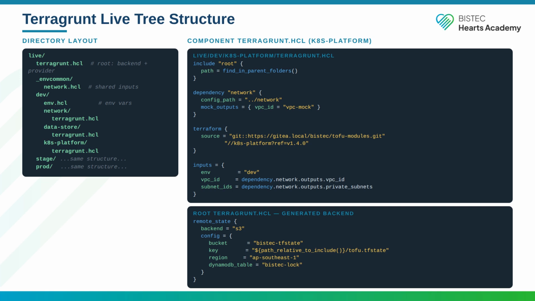The key design property. A single change to the module version in env-common propagates to all environments on the next run-all plan. One line. No per-environment editing. This is the DRY property that prevents module version drift between development and production.